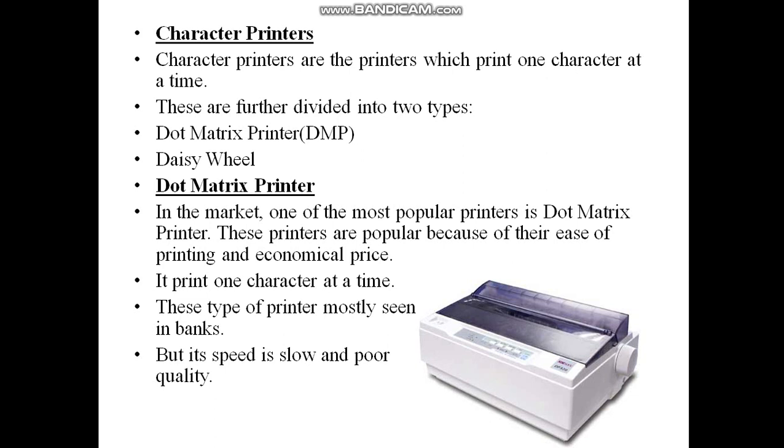Character printers are the printers which print one character at a time. These are further divided into two types: dot matrix printers and daisy wheel printers. First is the dot matrix printer. One of the most popular printers in the market is the dot matrix printer. These printers are popular because of their ease of printing and economical price. It prints one character at a time. This type of printer is mostly seen in banks, but its speed is low and quality is poor.